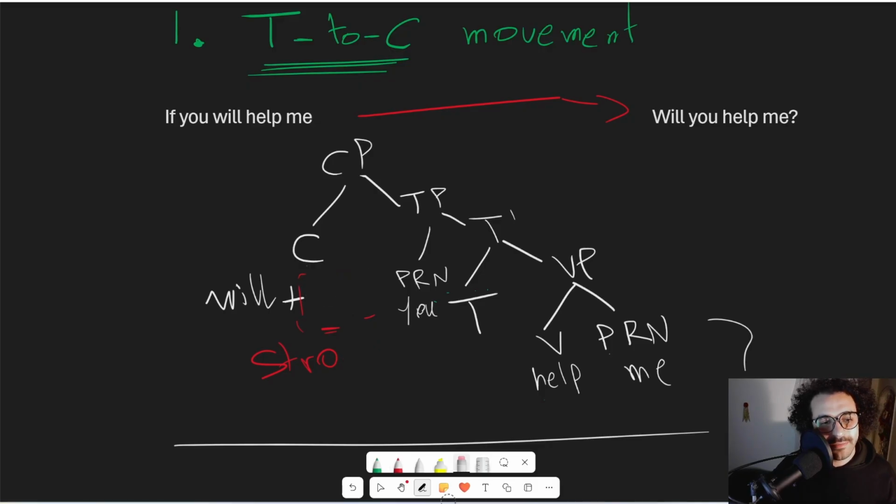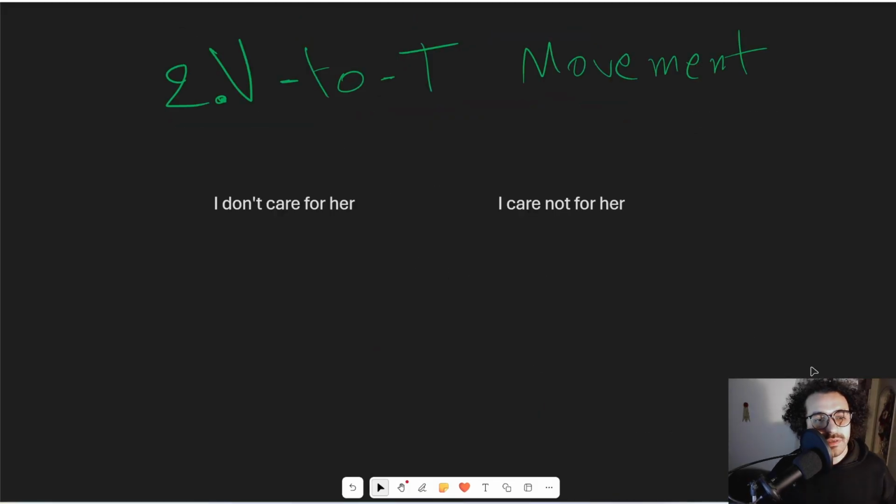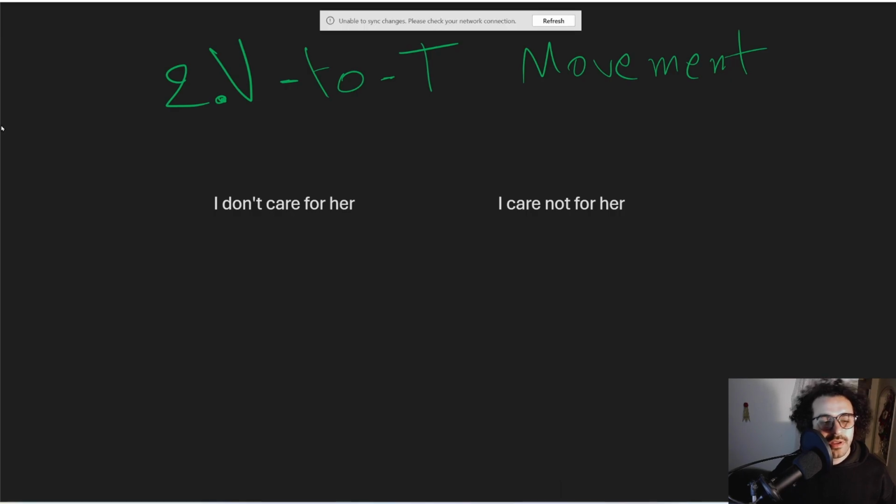So we've seen an example of T to C movement. There is another case of head-to-head movement. In fact, there are multiple cases of head-to-head movement. Today we're only going to look at two, the T to C movement and the V to T movement. Now this is another head movement. It just involves V moving to the T. So we start lower this time and then we move on.